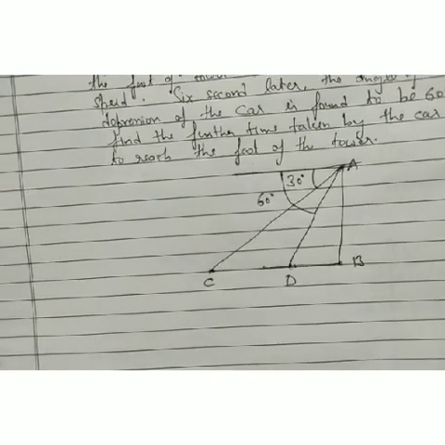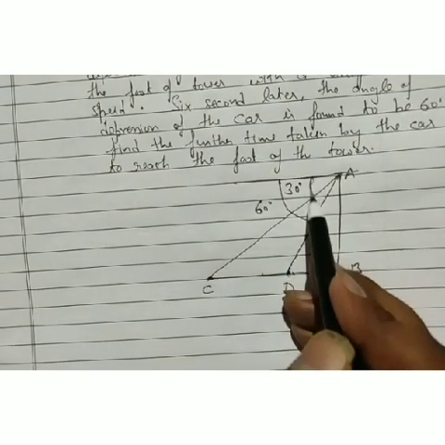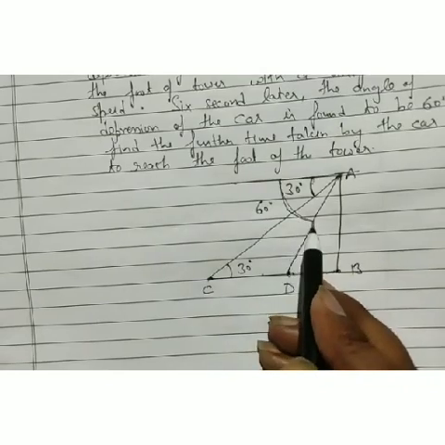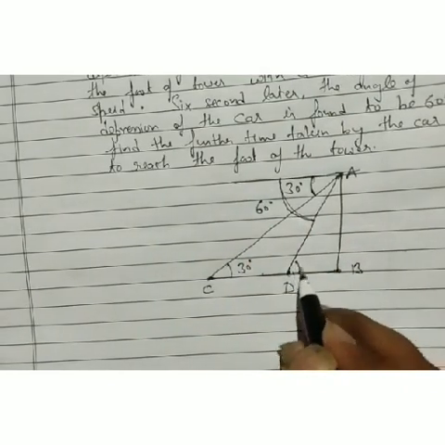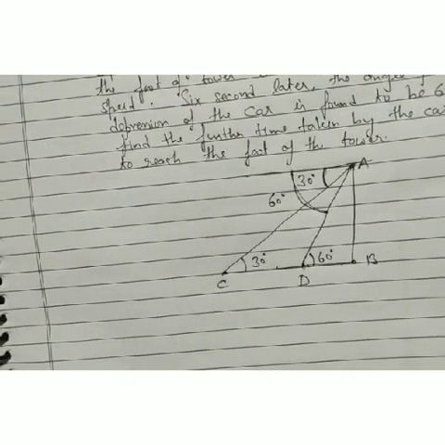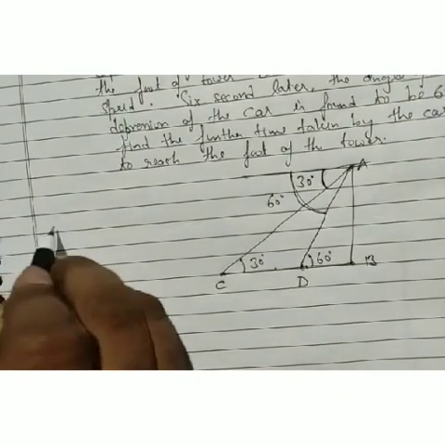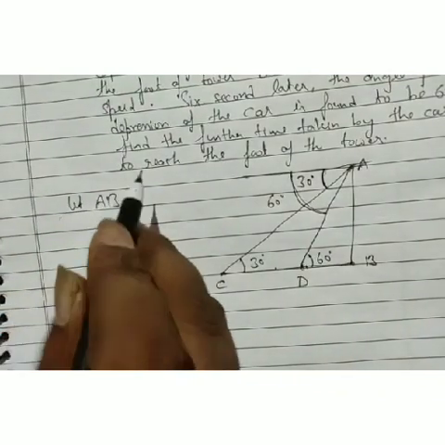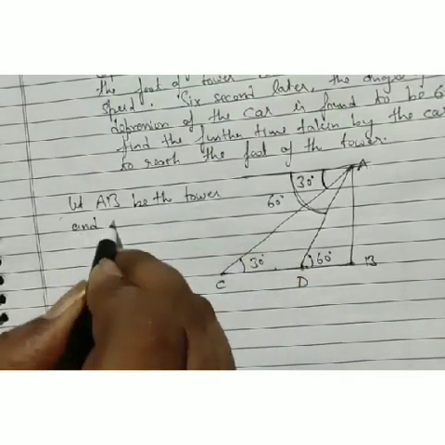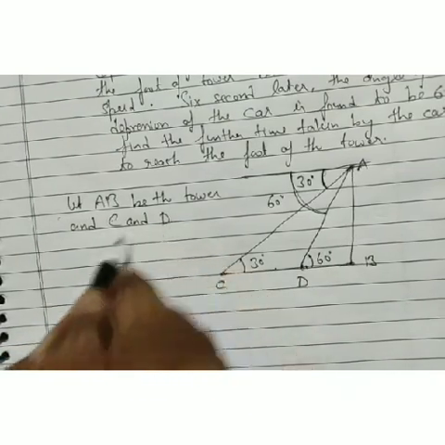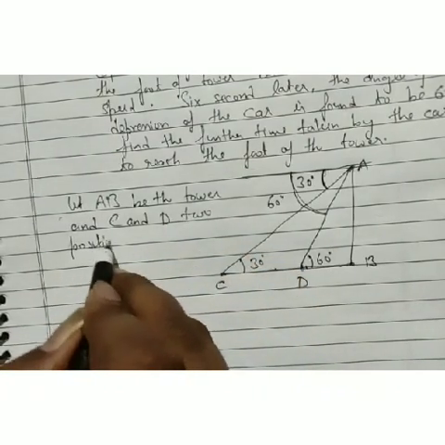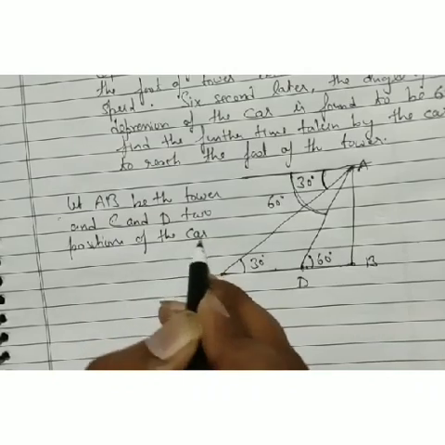Now we have a figure. We have the given depression angle, and this is our 30 degrees. Then our angle C is 30 degrees, and this is our 60 degrees. Then by alternate angles, our angle D is 60 degrees. Now we are going to find its solution. First of all, we have to make entries. Let AB be the tower, and C and D be the two positions of the car.